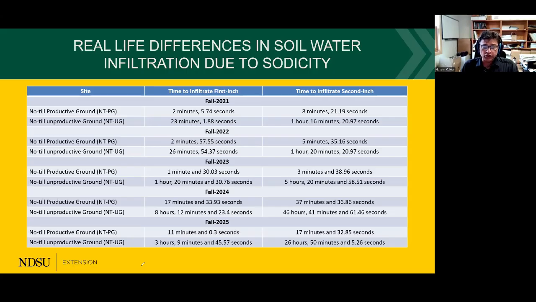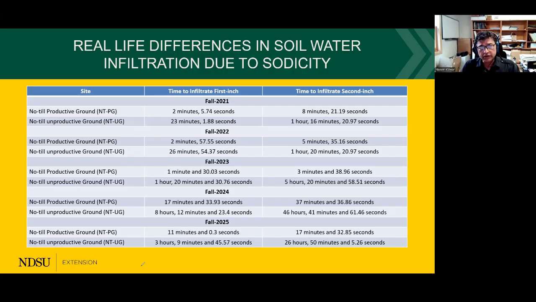When that water is absorbed by the soil is still saturated, I simulate the second inch and I time that too. So in fall of 2021, I started doing that. I have on the no-till side, non-sodic area, which I'm calling no-till PG or productive ground. And then I have a spot that has very high level of sodicity, so I call it no-till unproductive ground or UG.